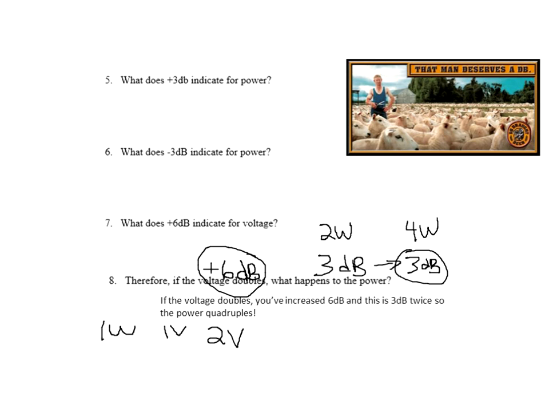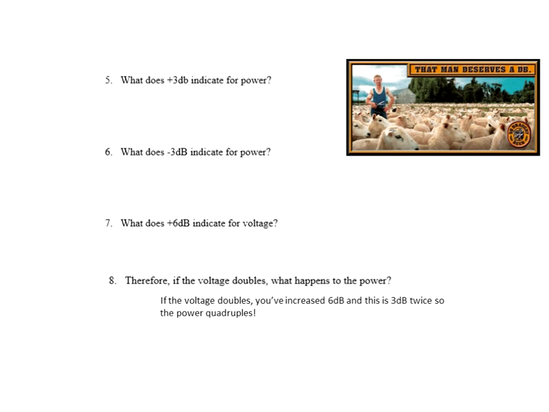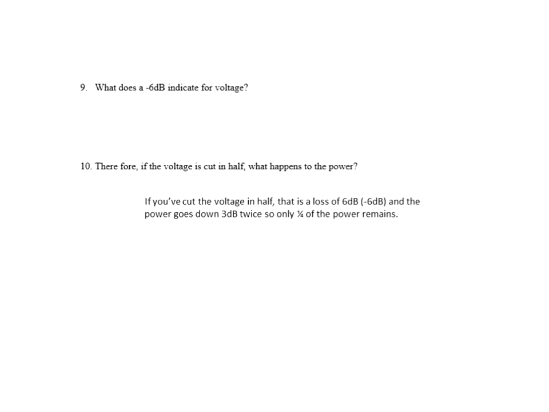So any time I increase by 6 decibels, I'm going to increase the voltage by a factor of 2. But because the power is doubled twice, 3 dB and 3 dB, to give me 6, I'm going to quadruple the power. It's really important. So that's what we're getting at right here. If the voltage doubles, you've increased 6 dB, and this is 3 dB twice, so the power will quadruple.